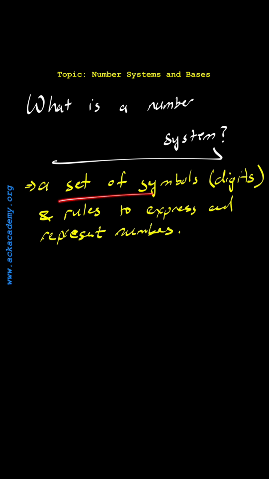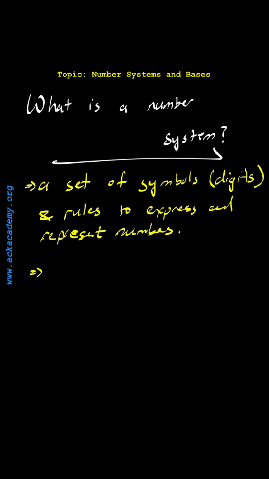So a number system is a set of symbols, digits in most of our cases, and rules to express and represent numbers. Okay, so they're used to express and represent numbers. Don't get too confused with the wording. When we see examples, everything will be a little bit more clear.